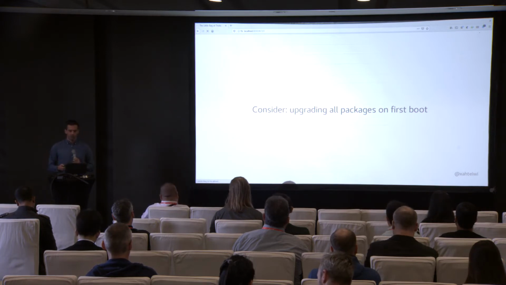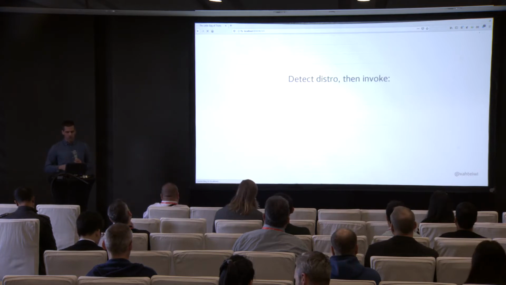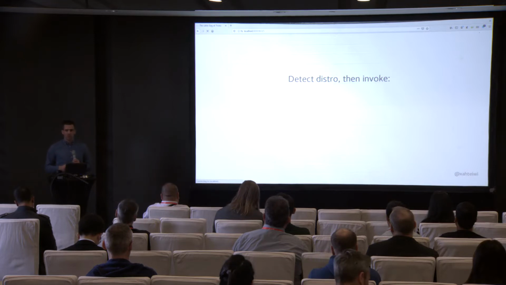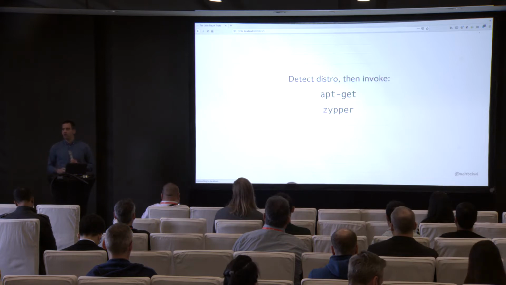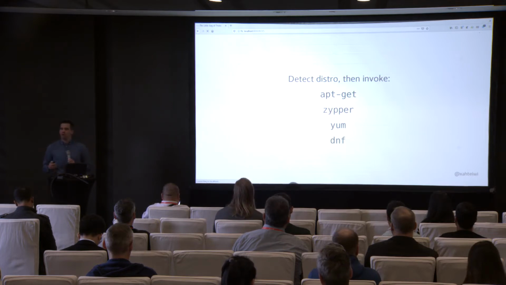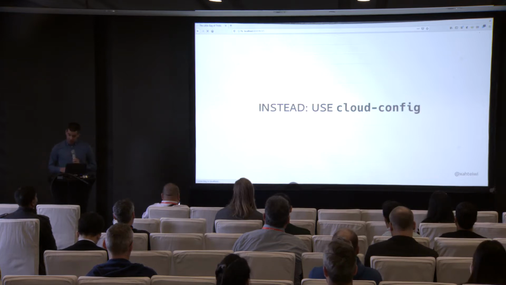But if you did this with a home-rolled shell script, that script would first need to detect what system you're running on, and then depending on that, it would have to invoke, say, apt or apt-get on Debian and Ubuntu, zypper on SLES and openSUSE, yum on an older Fedora or CentOS release, DNF on a newer Fedora and CentOS release, etc. So it would be quite messy, and you can do all of this much more easily. Because instead, what you ought to be using is Cloud Config.